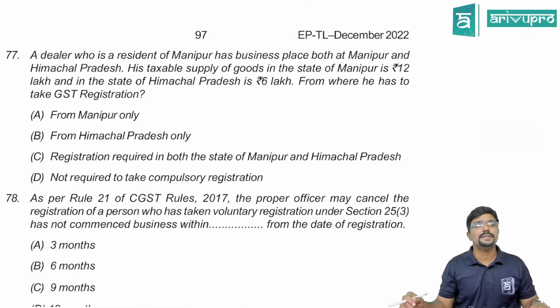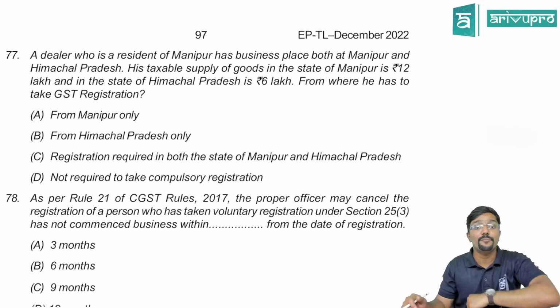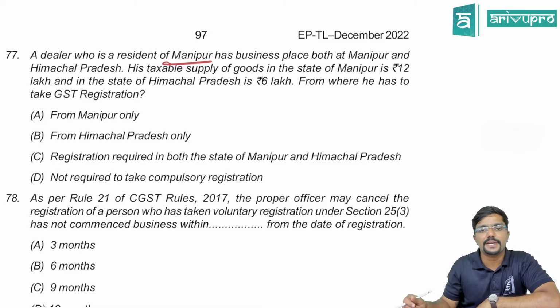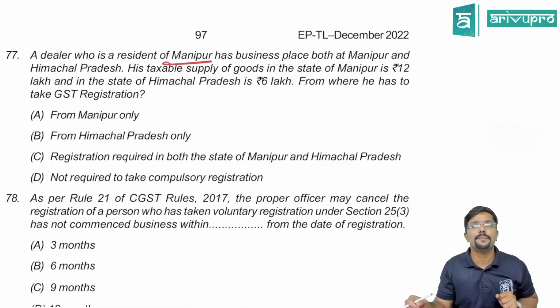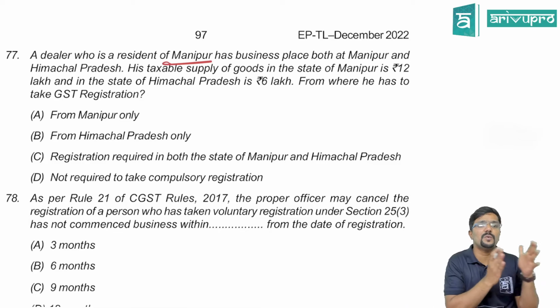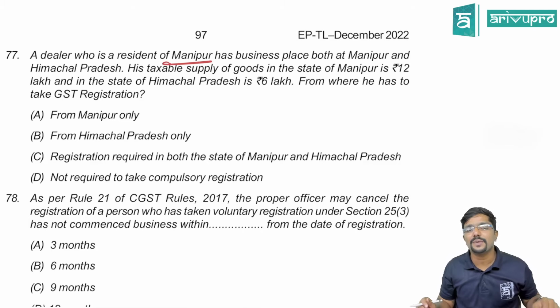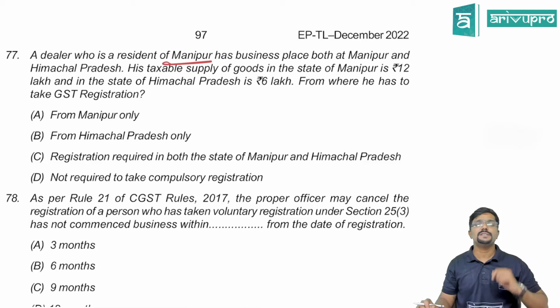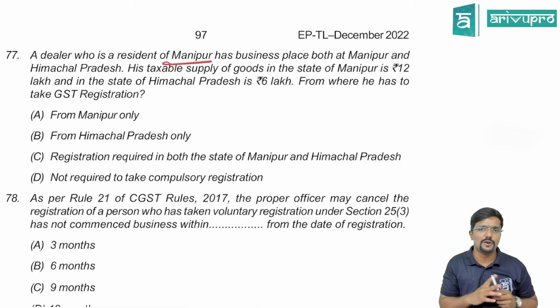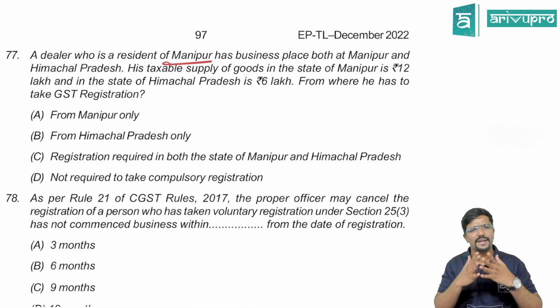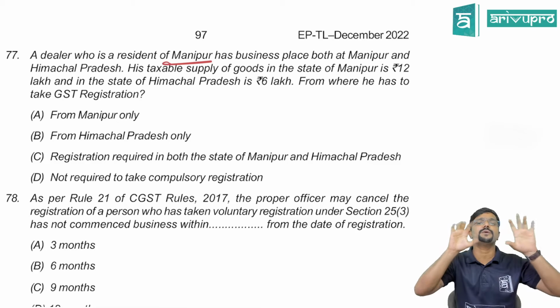77. A dealer who is resident of Manipur, one of the special states, has a business place both at Manipur and Himachal Pradesh. See, he is having a business in two different states. One is Manipur, one is Himachal Pradesh. Whereas Manipur is a special state. His taxable supply of goods in the state of Manipur is 12 lakh and in the state of Himachal Pradesh is 6 lakh. From where he has to take GST registration? See, guys, with respect to MMNT, short form. Okay, one of the states is Manipur. If you are supplying goods from Manipur or any of the special states, what is the turnover limit applicable for you? 10 lakh.